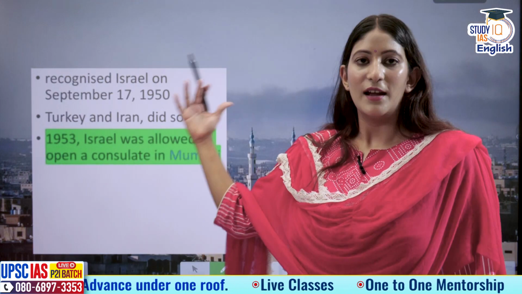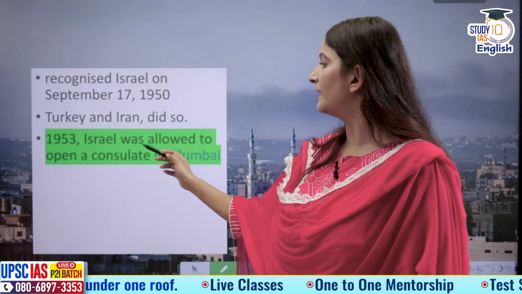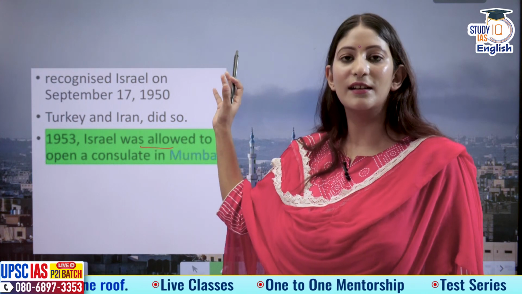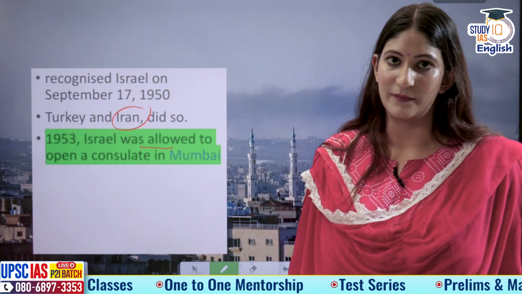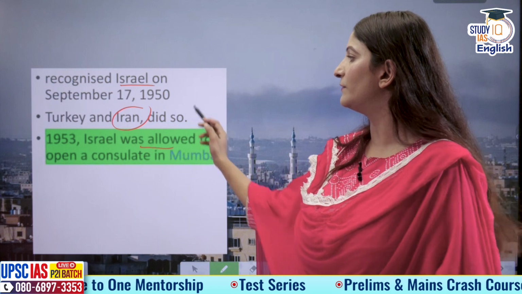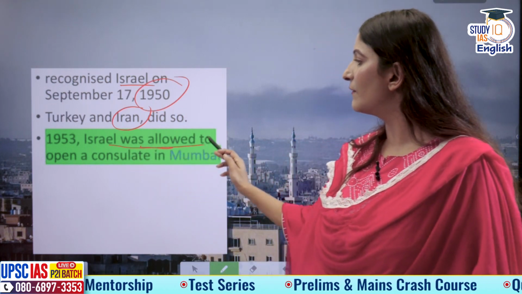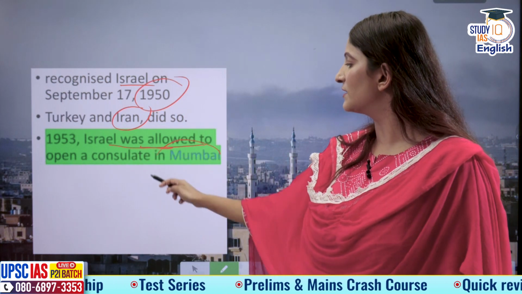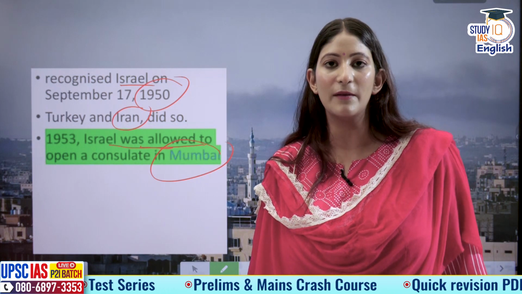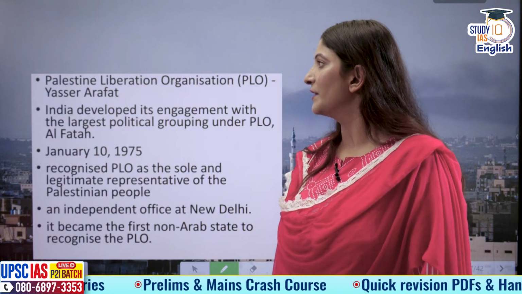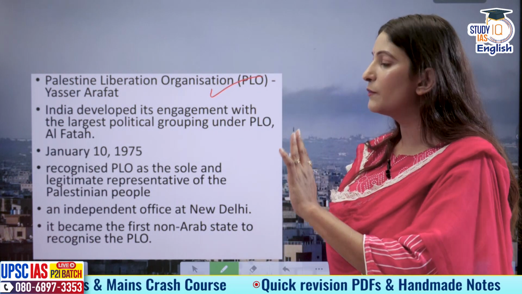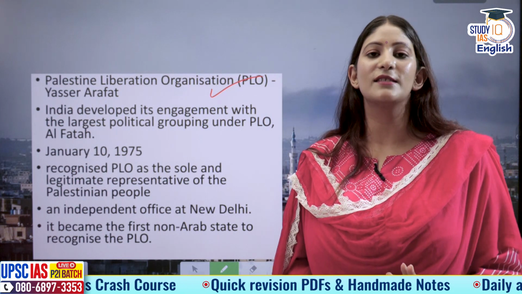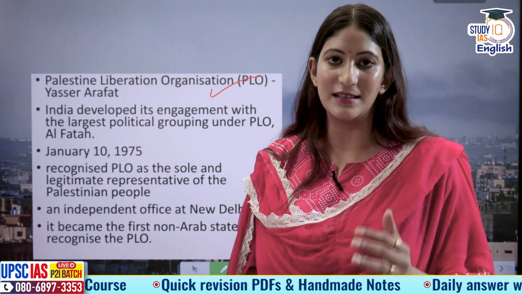As time went by, Israel was actually recognized as a country by Turkey and Iran. So, India saw this opportunity. India said, we are also going to say that you are a nation, in 1950. In 1953, India allowed Israel to open a consulate in Mumbai. We did not give them a proper consulate in New Delhi. The Palestine Liberation Organization under Yasser Arafat was recognized by India as a representation of Palestinian aspirations.